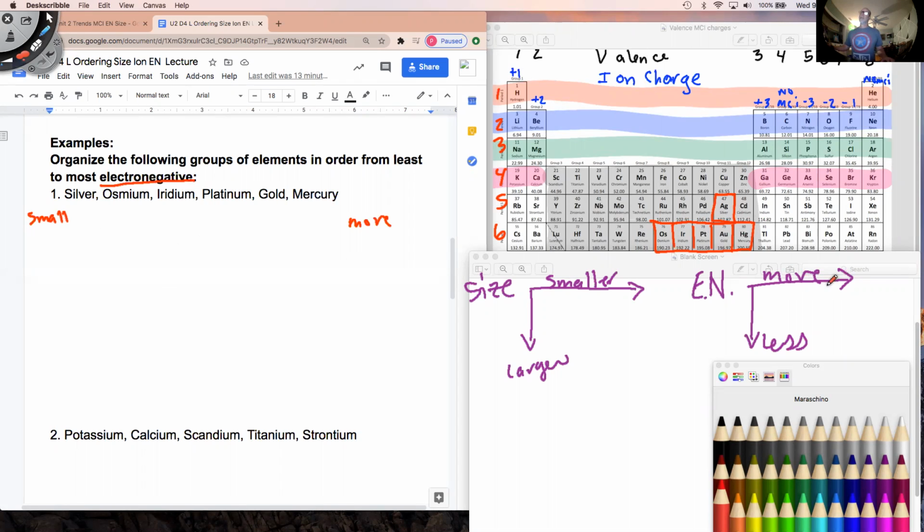So you can see that as you go this way, it's more, and that way is less. The atoms that are furthest this way are going to be least electronegative. The ones closest to the top in this upper right-hand corner will be more electronegative. So which atom is furthest to the top? Silver. That means silver right away is going to be the most electronegative. And this will be the least electronegative.